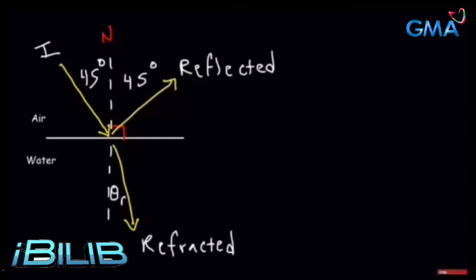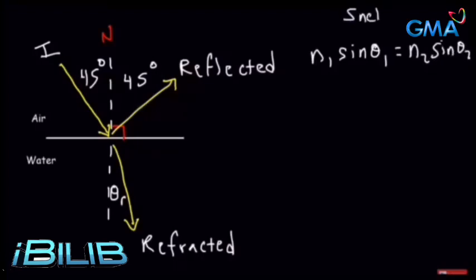Now this angle here is known as the refracted angle. In order for us to calculate that, we need to use something called Snell's law, also known as the law of refraction. And it's n1 times sine theta 1, which is equal to n2 times sine theta 2. So that's Snell's law. It can help us to calculate the angle of refraction or the index of refraction.